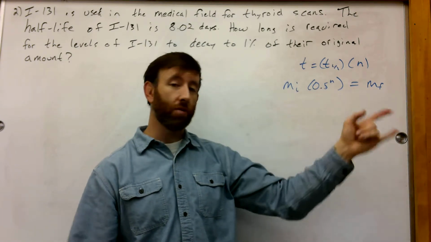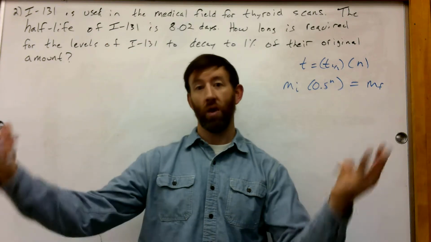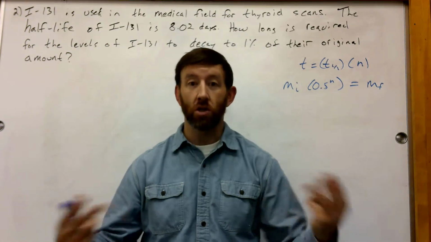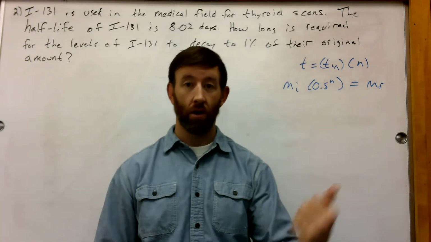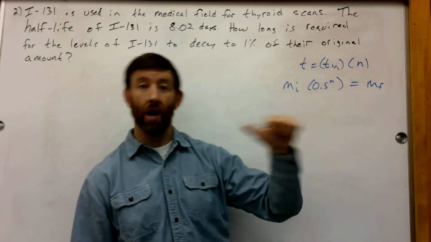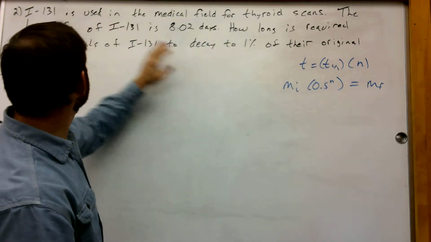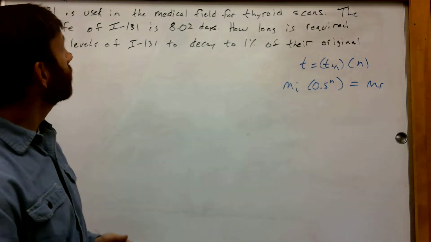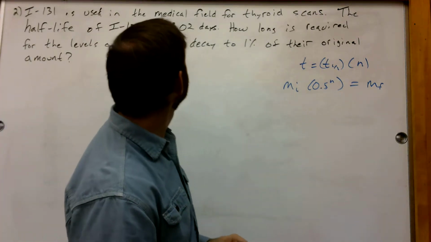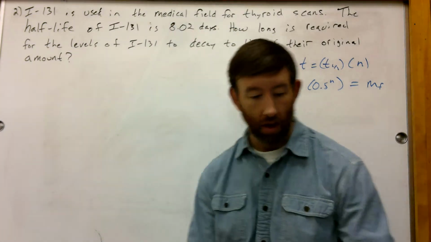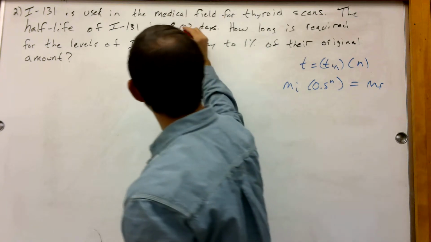Now the amounts can be grams, it can be percents, it can be atoms, or whatever other measurement we use to talk about how much of the radioisotope we have. However much we start with is mi, however much we end with is mf, okay? So in this question, iodine-131 is used in the medical field for thyroid scans. The half-life of iodine-131 is 8.02 days. So what value did they give me this time? This is my t 1/2.